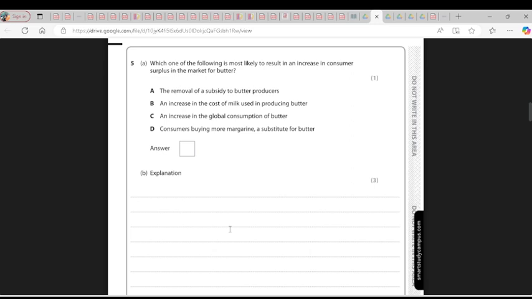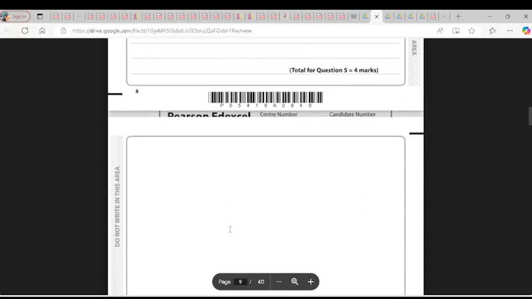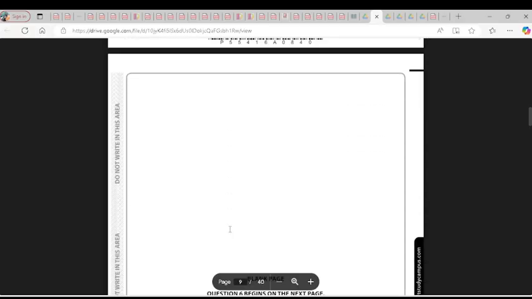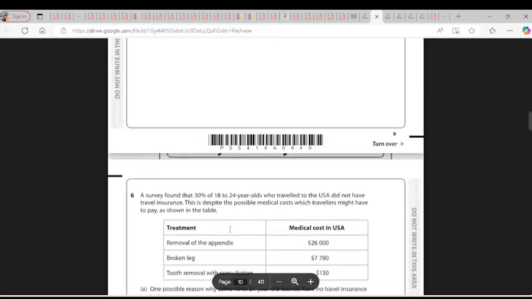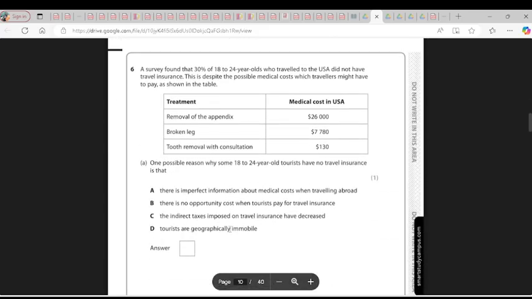So we'll move on to question 6. Are you there? A survey found that 30% of 18 to 24-year-olds who traveled to the USA did not have travel insurance. This is despite the possible medical costs which travelers might have to pay, as shown in the table. So one possible reason why some 18 to 24-year-old tourists have no travel insurance is that there's imperfect information about medical costs when traveling. That's the answer. It's A.